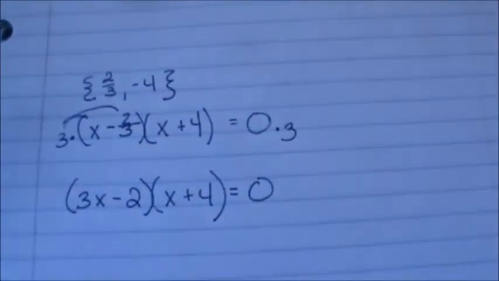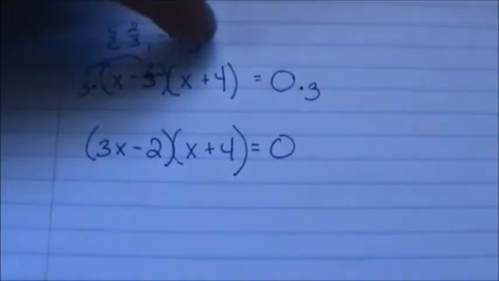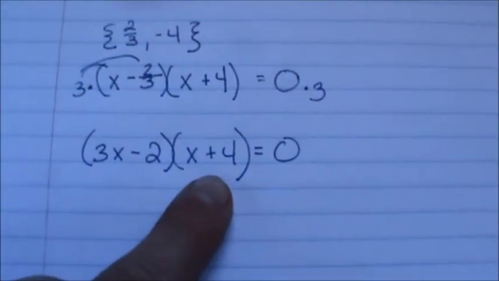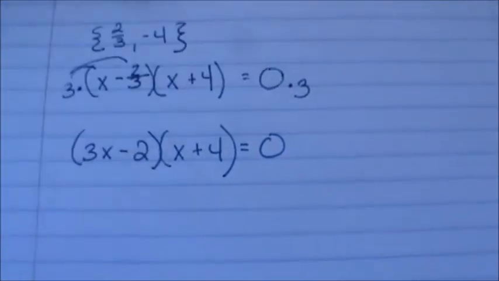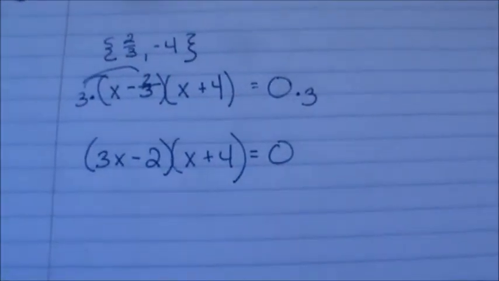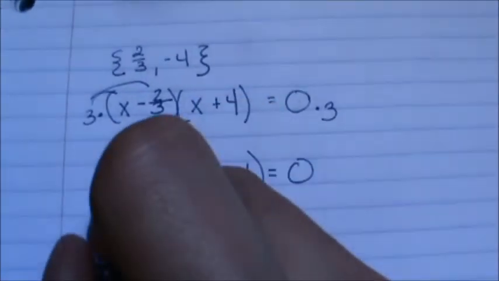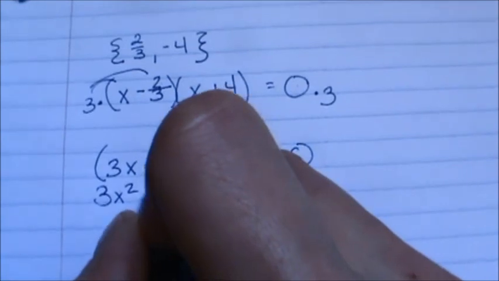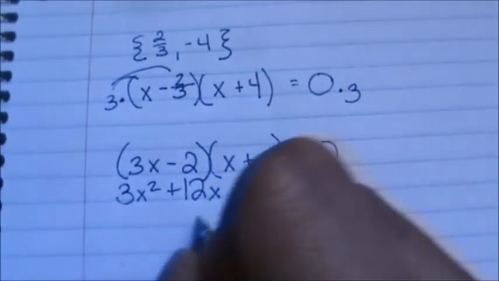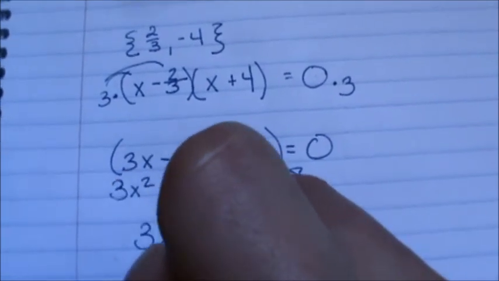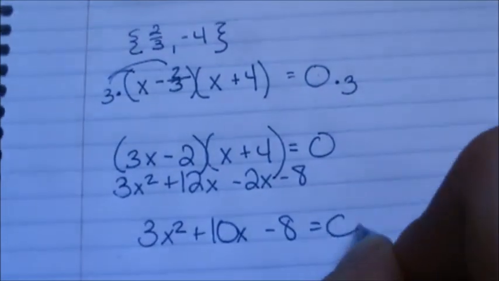There is no such thing as double distributing. If this 3 is in front, it's only multiplied by one of these, not both. So I'm not going to write over here 3x plus 12. I just need to multiply the one factor that has the fraction in it. Now, to finish up my problem, I need to FOIL this out. First, outer, inner, last. 3x squared plus 10x minus 8 equals 0.